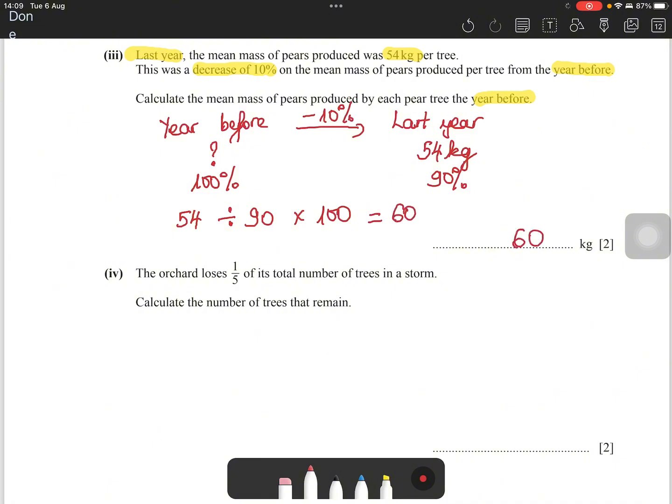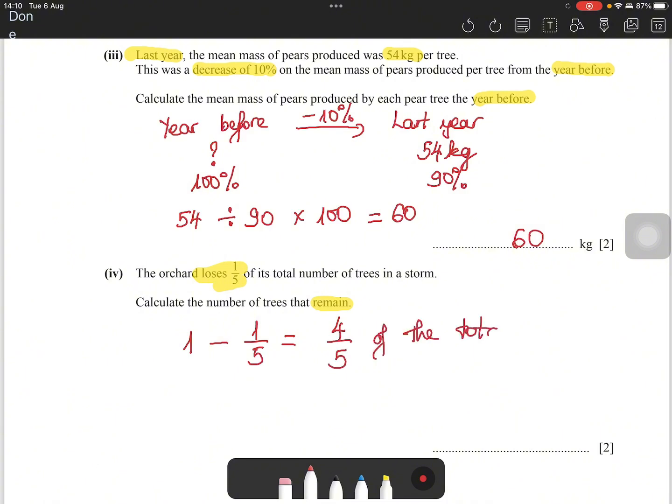The fourth question, the orchard loses 1/5 of its total number of trees. Calculate the number of trees that remain. So at the beginning you have 1 whole, and after you lose 1/5 of the total, then the remaining is 4/5 of the total.